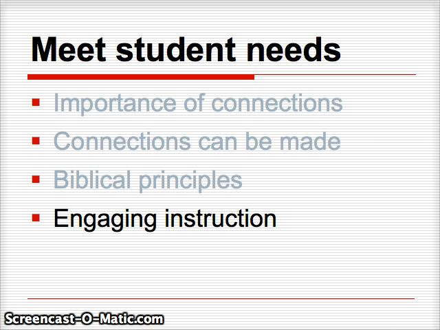To make better connections, students might need to experience more engaging instruction. Things like asking questions or discussion or journaling.